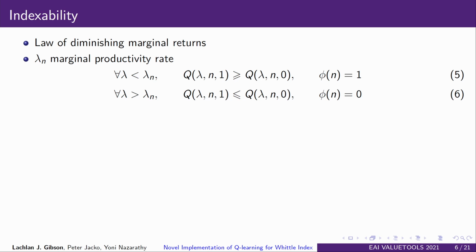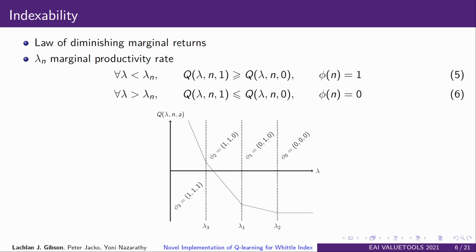Interpreting the Whittle index as the marginal productivity rate, any wage less than the Whittle index results in the active action being optimal, while any wage more than the Whittle index results in the passive action being optimal. If the wage equals the Whittle index, then both actions lead to the same expected time average profit.